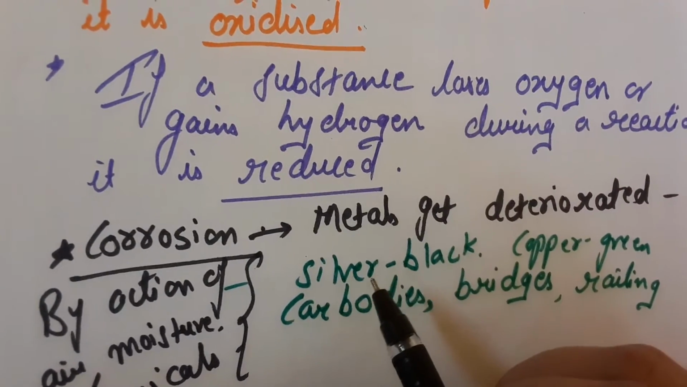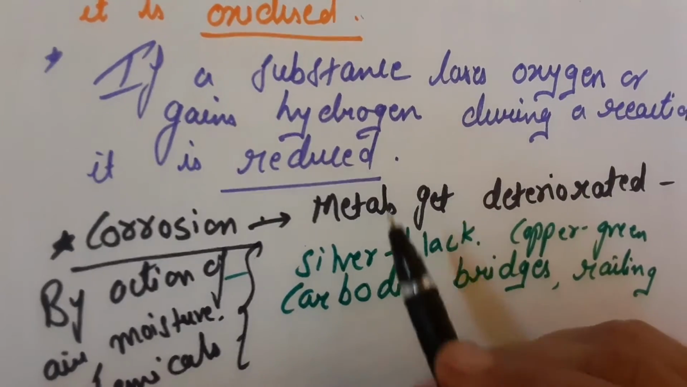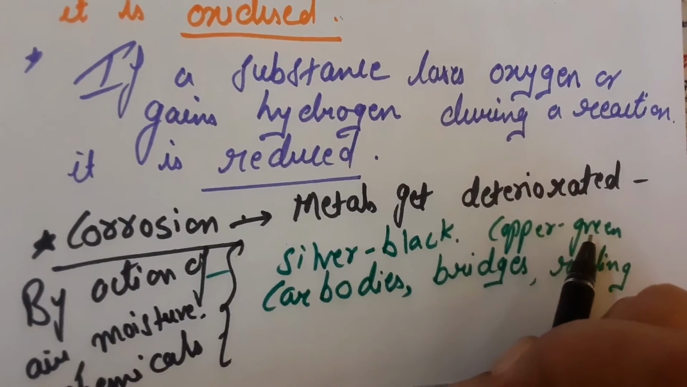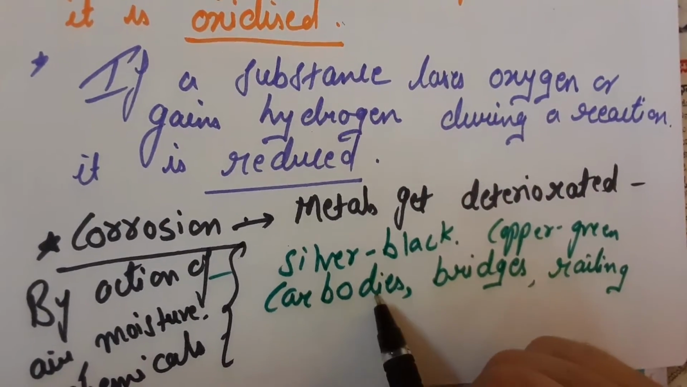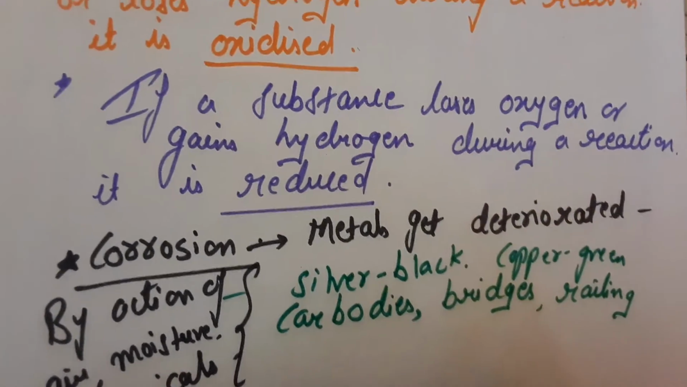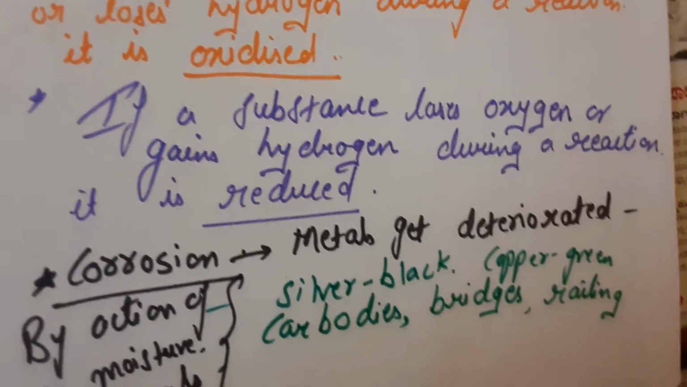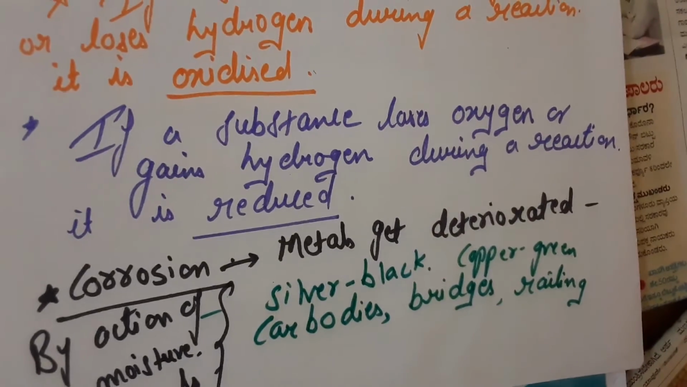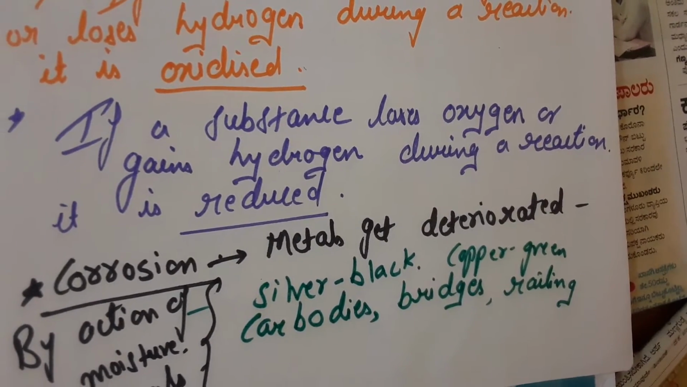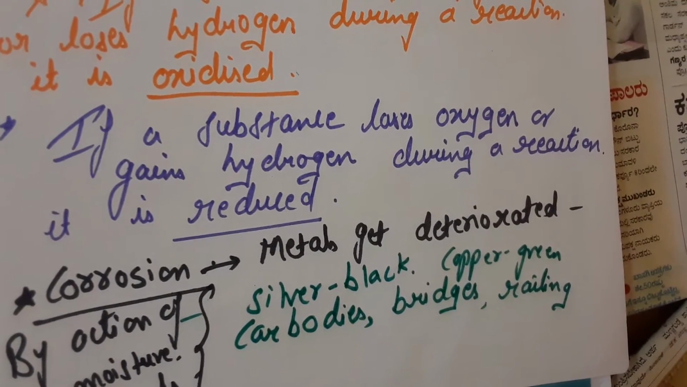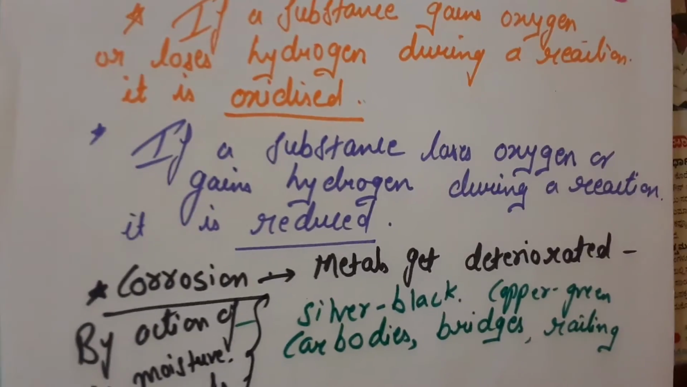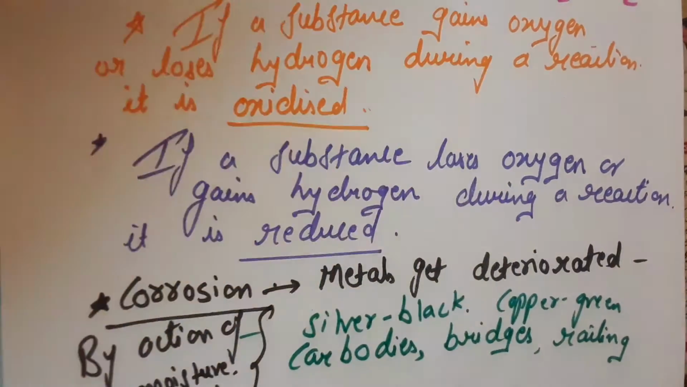Here examples we can see: silver can change into black color, copper changes to green. Car bodies, bridges, railings also get rusted due to corrosion. So the corrosion phenomenon is very important for your exam, because a question can be asked for 2 marks, like what is corrosion and how it can be prevented. I have already explained what is corrosion. Now I'll explain how it can be prevented.